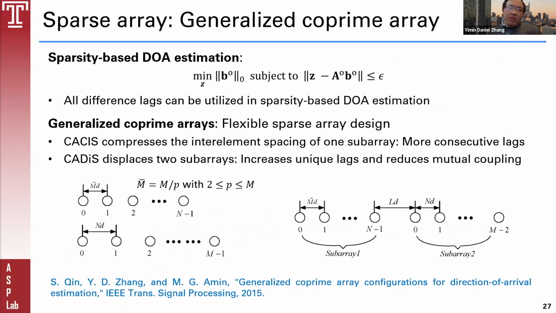So we proposed to use a sparsity-based DOA estimation. In this way, all the lags can be used because we do not need to perform spatial smoothing. And also in this direction, we designed the two generalized coprime arrays, and that allows a very flexible sparse array design. Actually, that opened the door for many other sparse array designs to follow. So here, the first case compresses the inter-element spacing of one subarray, and in this way we can achieve more consecutive lags. Whereas in the second case, we put these two subarrays in a collinear way, and we can increase the unique lags. We can also reduce the mutual coupling.